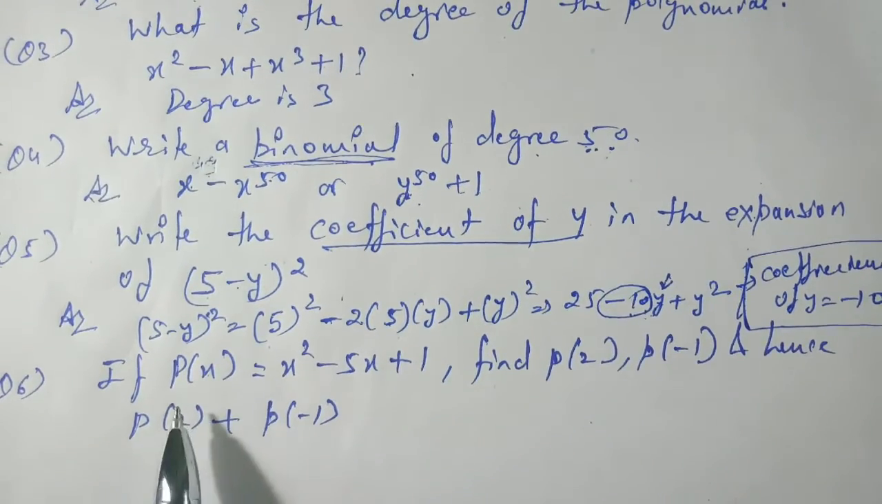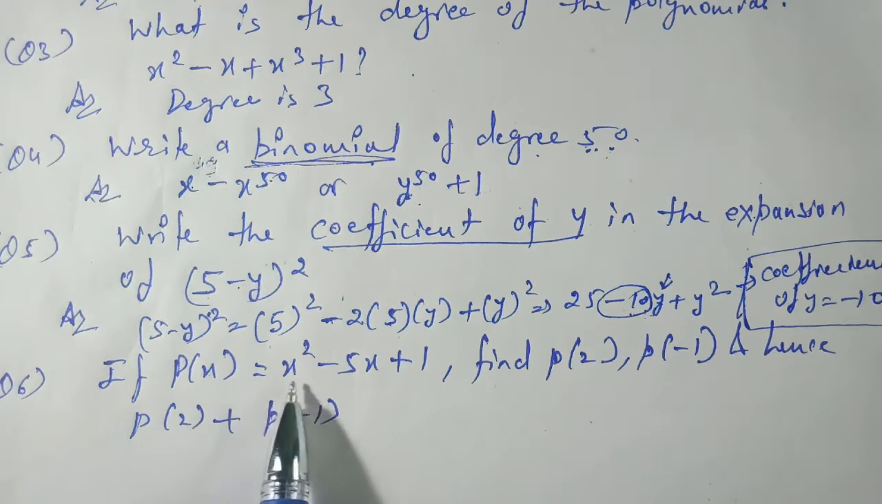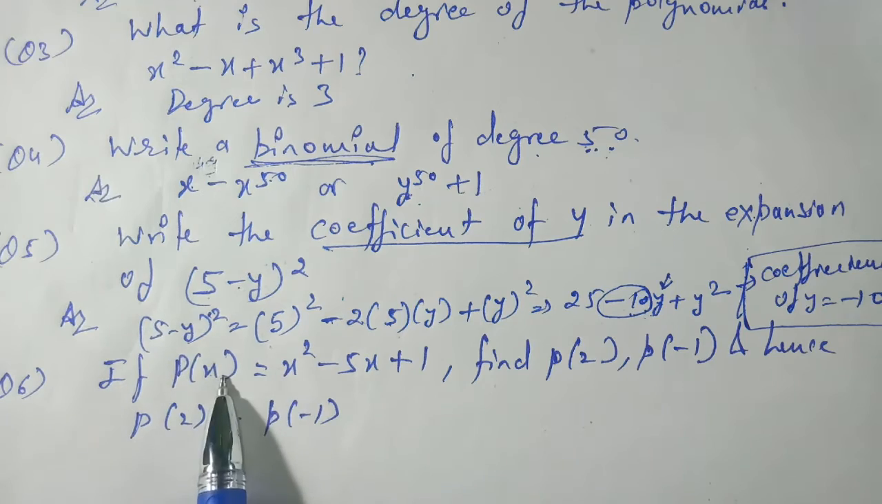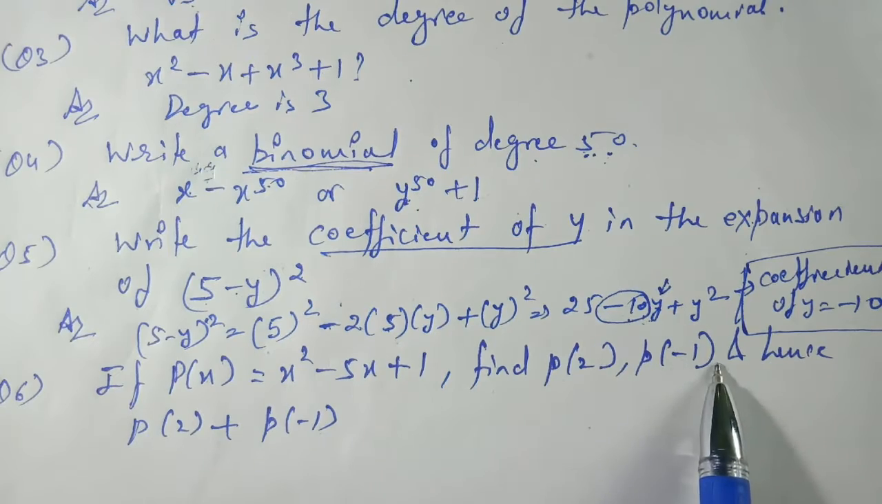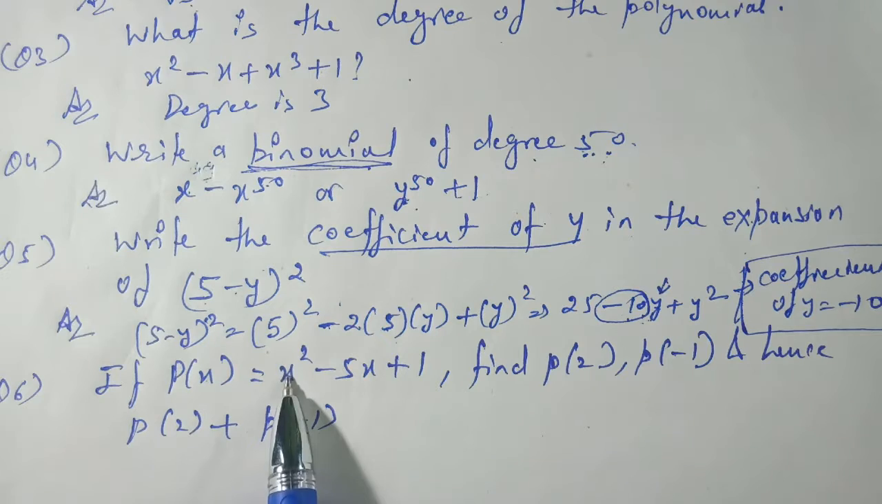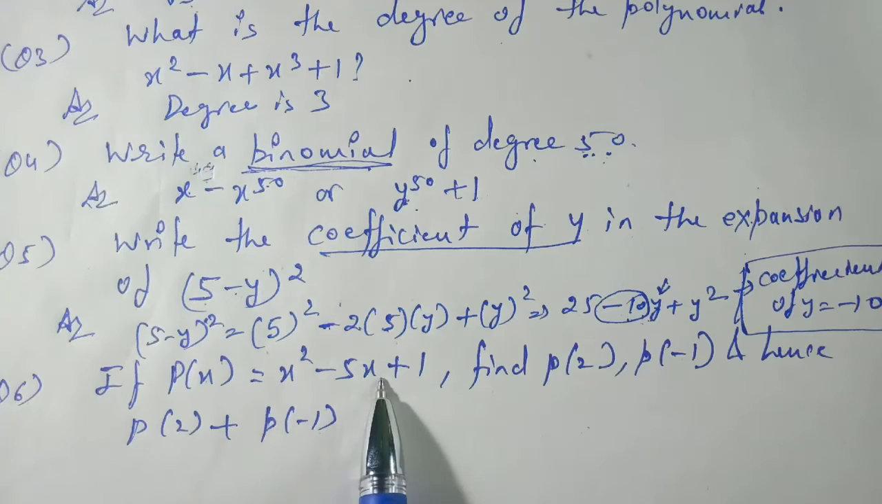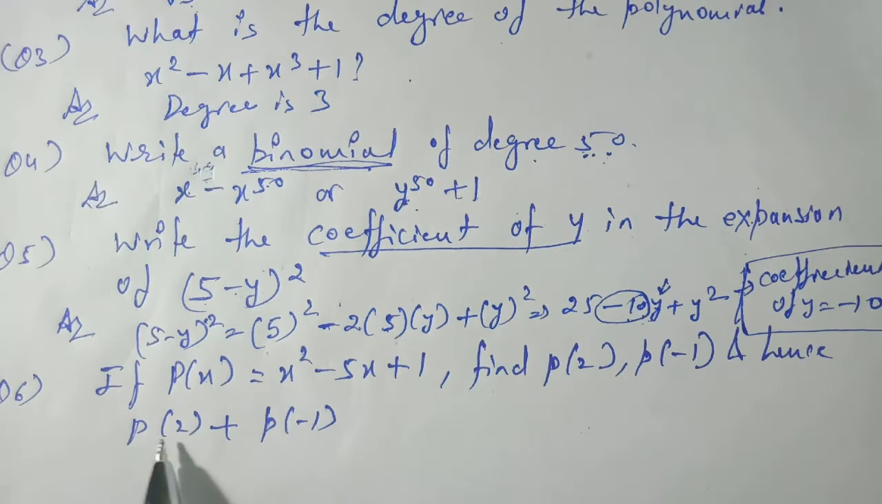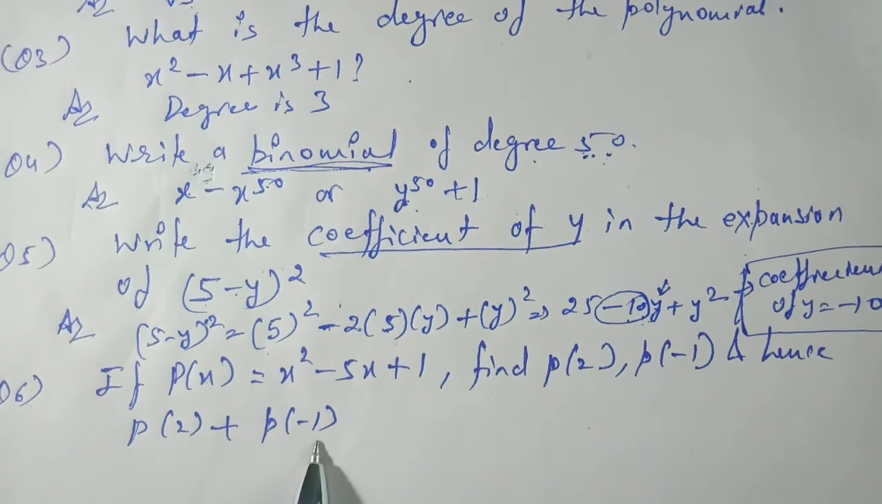Number 6 question. If p(x) is equal to x square minus 5x plus 1, we have learned that a polynomial is denoted by p(x). Find p(2) and p(minus 1). We have to first find p(2), putting the value 2 in place of x. Then in place of x we write minus 1 and do the calculation. Then we add the values to get the required answer.